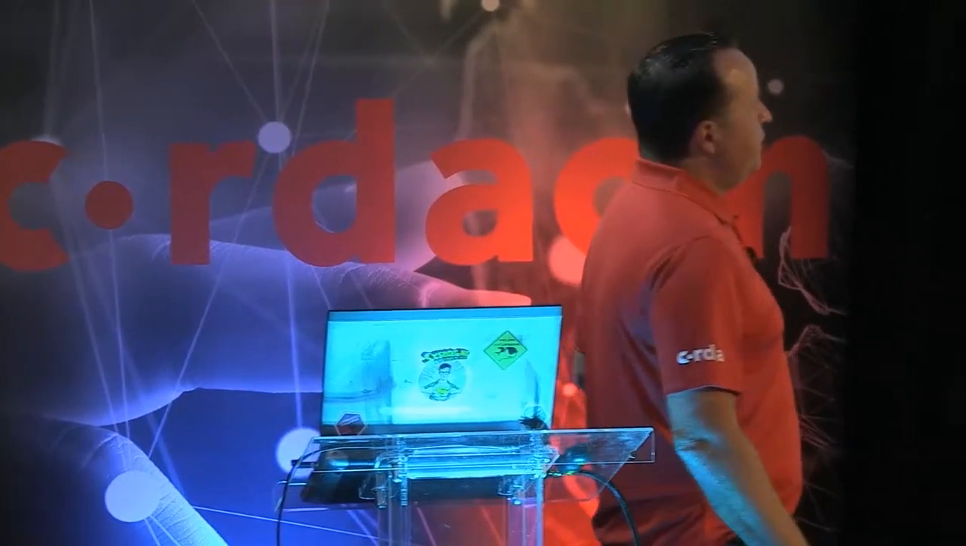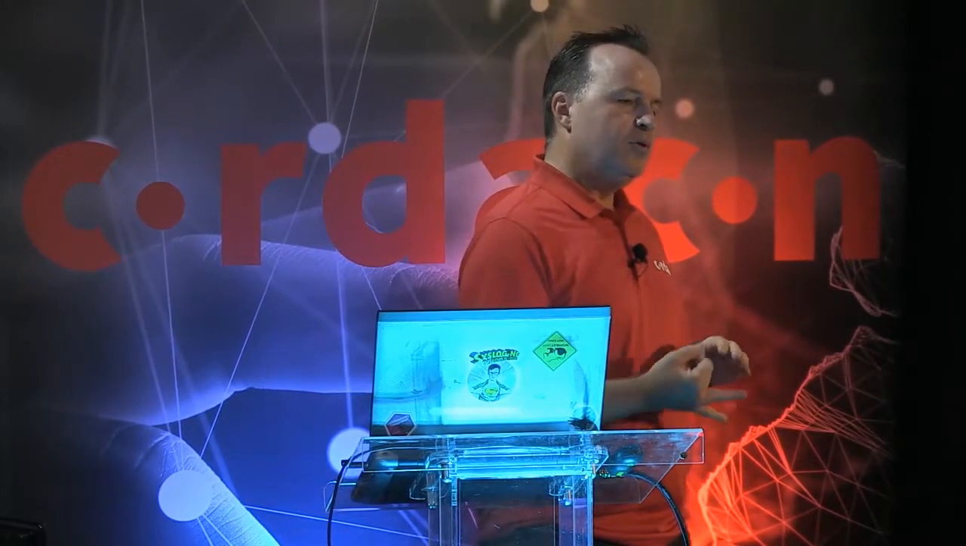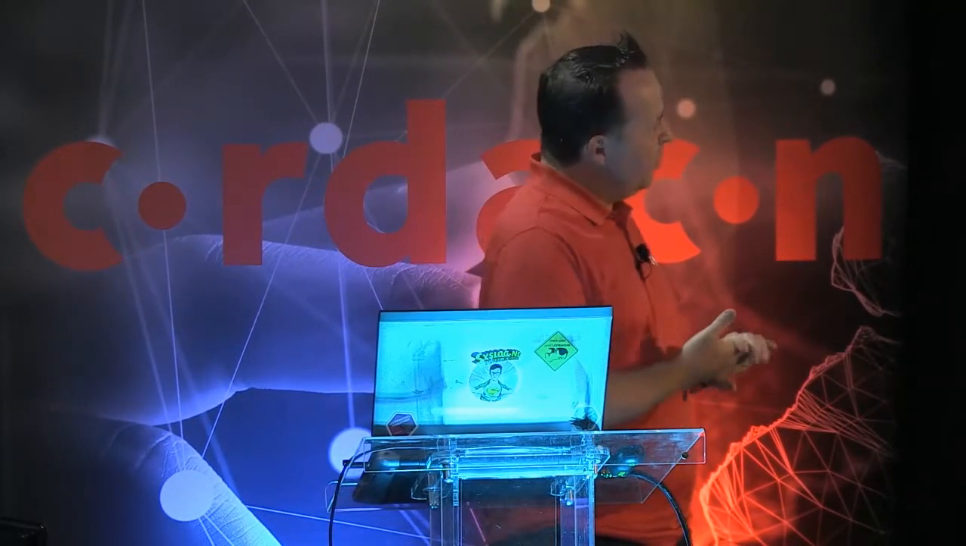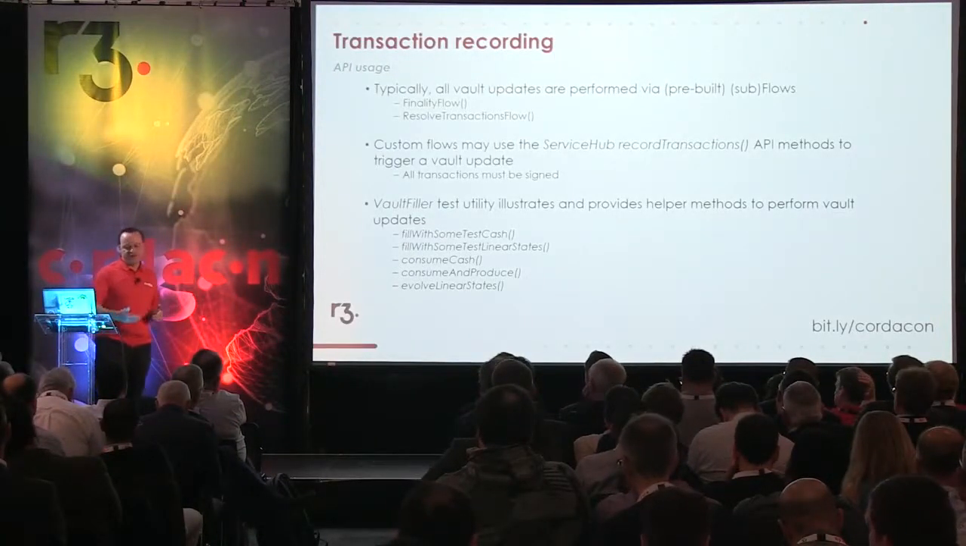And just finally, we have quite a few test utilities. In Corda, we have a mock network, which allows you to simulate a Corda network in memory. We have mock nodes, mock services, and a series of helper methods that allow you to fill a test vault. You can fill it with cash, with linear states. You can pretend to consume cash, consume and produce, and evolve linear states. These are just helper methods, and basically they help you get the vault into the state you want in order to perform some real flow testing.